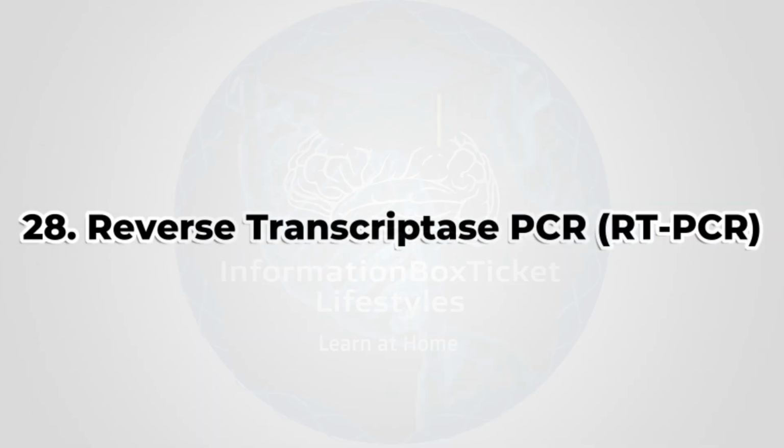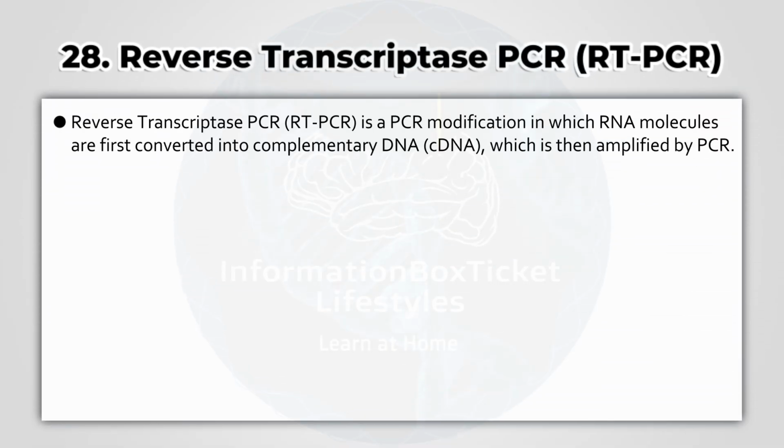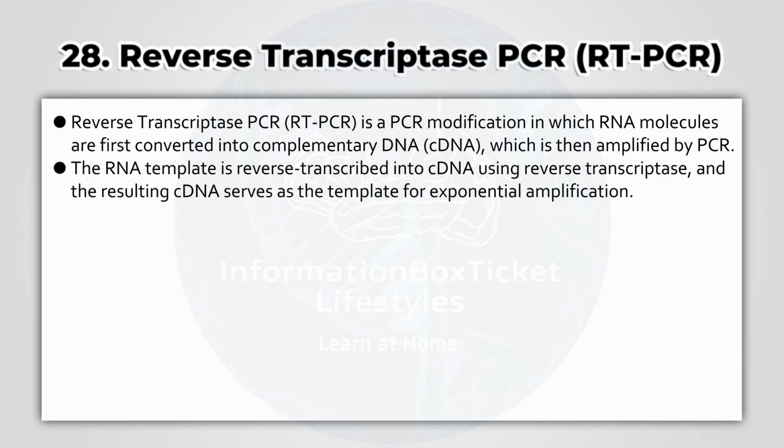28. Reverse transcriptase PCR, RT-PCR. Reverse transcriptase PCR, RT-PCR, is a PCR modification in which RNA molecules are first converted into complementary DNA, cDNA, which is then amplified by PCR. The RNA template is reverse transcribed into cDNA using reverse transcriptase, and the resulting cDNA serves as the template for exponential amplification.